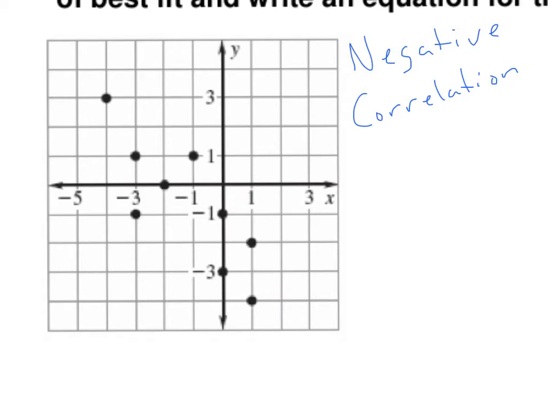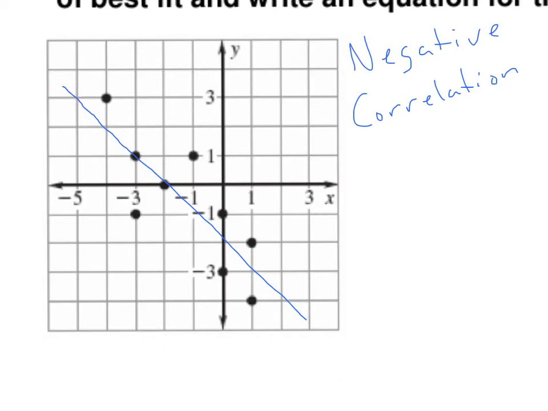So I'm going to take my pen and I'm just going to draw a line through there. So I have some points above, I have some points below, some are on the line, but we get the general idea of how the line is going to go. Okay, so it's a negative correlation. We have our line of best fit.